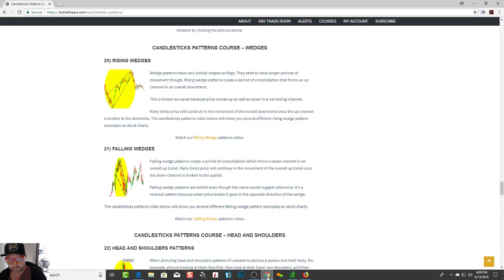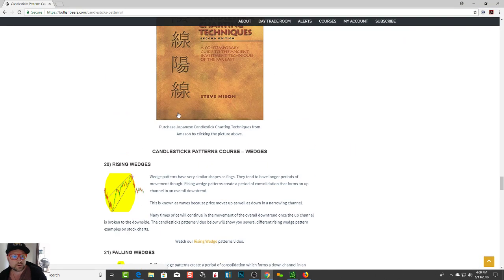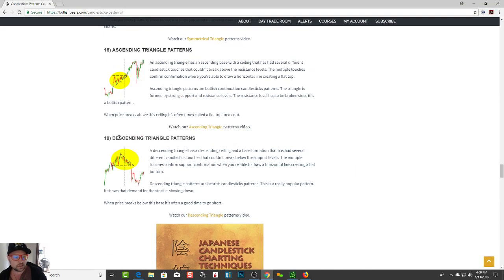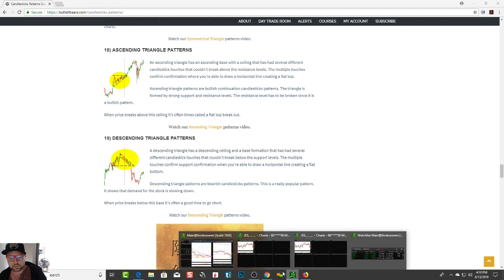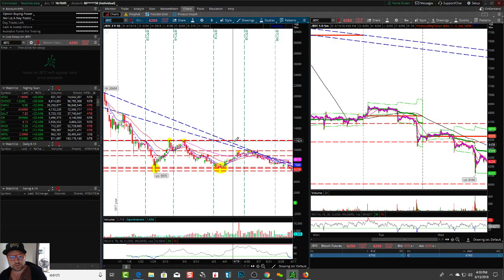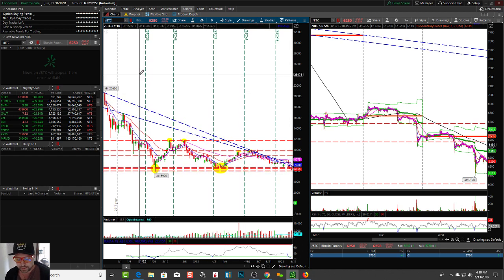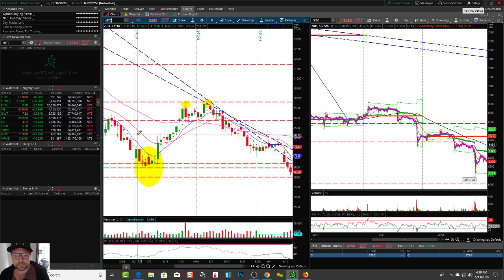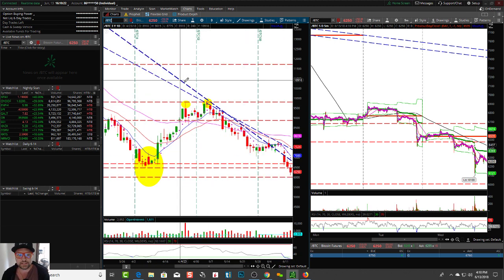So we can go right over to our courses and see, that looks like it's a descending triangle. Let's go take a look. Right back over here. What is it? Lower highs being formed. Price is near a base. That's a descending triangle. A descending triangle is a bearish pattern, right? So in a descending triangle, you have to be very careful going bullish on something.